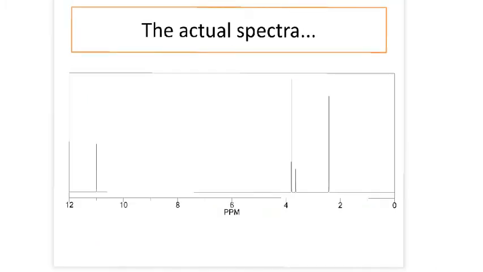So this is the actual spectra that you can see. We've got 1, 2, 3 peaks, just as we predicted, and if you go and look back at the table, you can see that they're roughly where we said they were going to be.